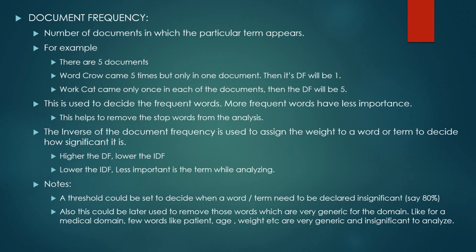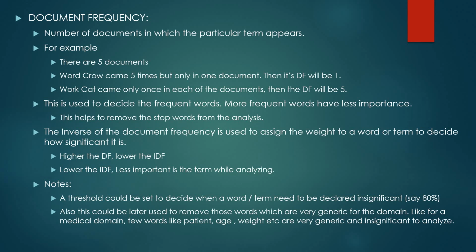So if a word has least significance, then its inverse document frequency will be lower. And if it is more significant, then the inverse document frequency will be higher. And when will the inverse document frequency be higher? When the word comes fewer times in the set of documents, right?